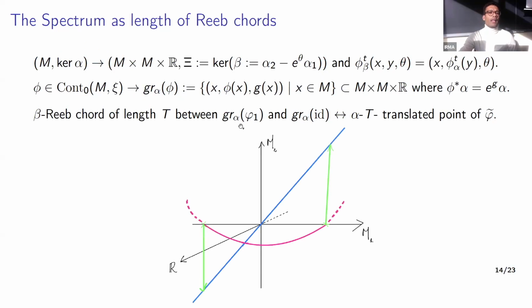Then a t-translated point of phi tilde will correspond to a Reeb chord of length t between the graph of phi, the time one of this isotopy, and the graph of the identity. I don't know how accurate the picture is here, but the graph of the identity is what I drew in blue, so it's the diagonal. The graph of phi is the pink curve, and the Reeb chords are what I put in green. It's not very accurate, I guess, but it is just to have something more geometric in mind.